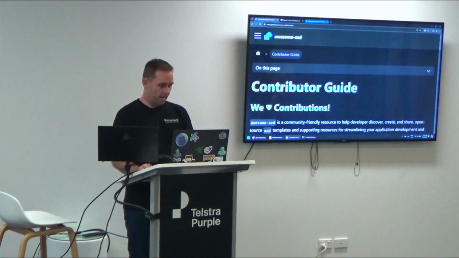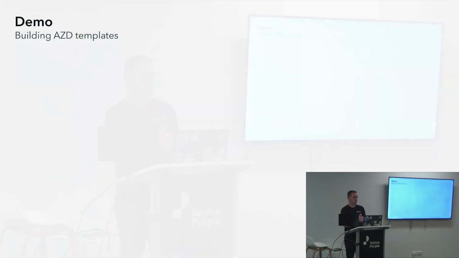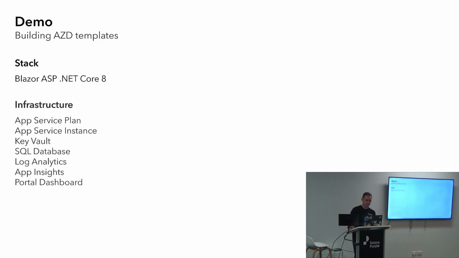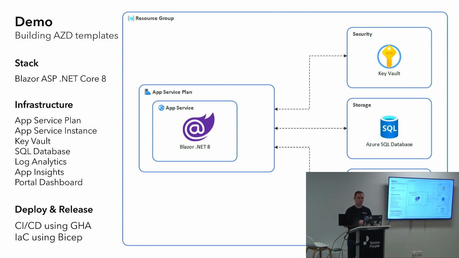So that's the basics. But we're not here to do the basics tonight. We're going to do a deep dive. So we'll build an AZD template from scratch. We're going to build a Blazor on ASP.NET Core 8 application. For infrastructure, we'll have an App Service, a SQL database, Key Vault, App Insights, and Portal Dashboard. And we will deploy and release using GitHub Actions and infrastructure as code using Bicep. And when it gets into the cloud, it's going to look a little bit like this.